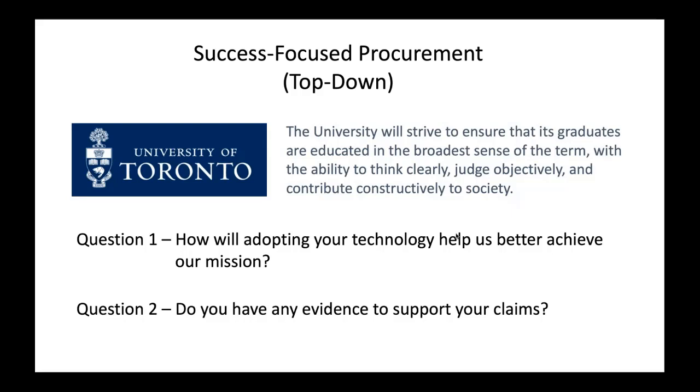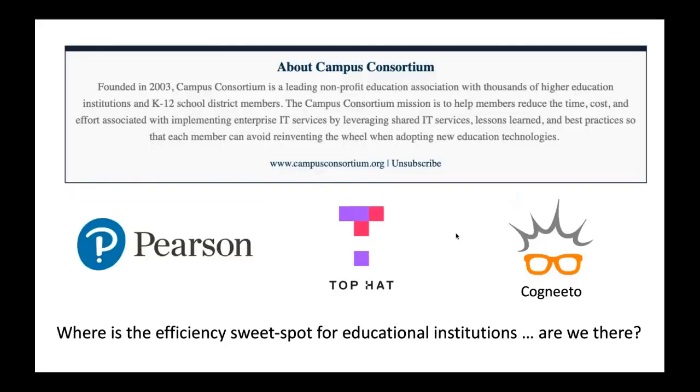I want to use this to bring up an issue that I think others in the ecosystem might not be sensitive to if they haven't spent any time on the vendor side. And I'm kind of bringing back the Campus Consortium's mission here. I want to start at that second paragraph. Their mission is to help members reduce the time, cost, and effort associated with implementing IT services, etc. This is a good thing, right? If we can reduce costs on campus, that's good for our students, that's good for everybody. We don't want to be paying too much for stuff.